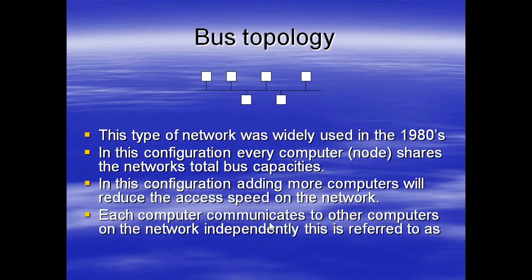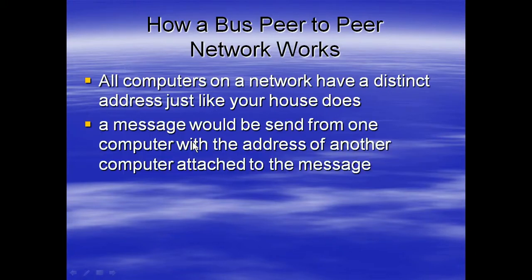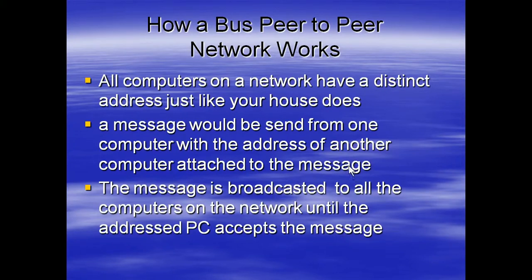Each computer communicates independently, and this is called peer-to-peer networking. So how does this peer-to-peer network work? Every computer on a network has an address, like our house does, and when one sends a letter to the other, it is actually broadcasted, sent to everyone. And the PC for which this message is addressed takes it.